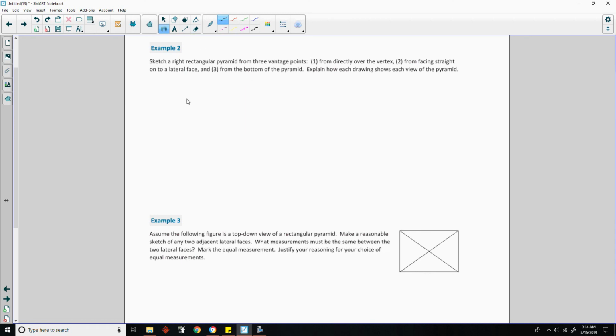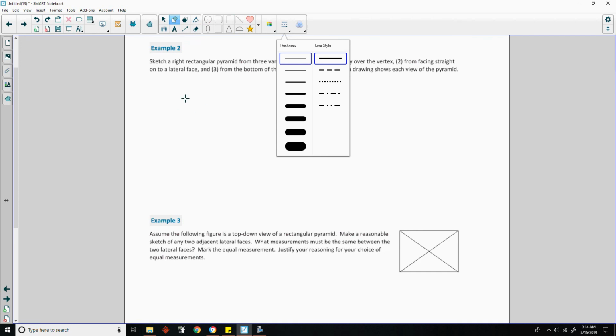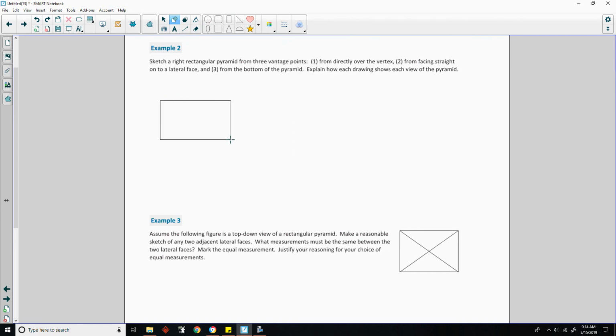Okay, so if I were looking straight down on it, first of all, I need a rectangular base. I'll draw that like so. Okay, so there's my base. Now remember, we're looking down on it from straight up in the sky. So if I put my center, my vertex here, I'm looking straight down at it.